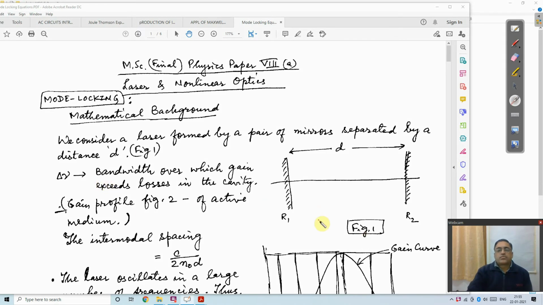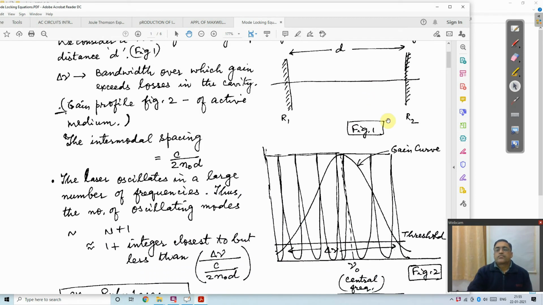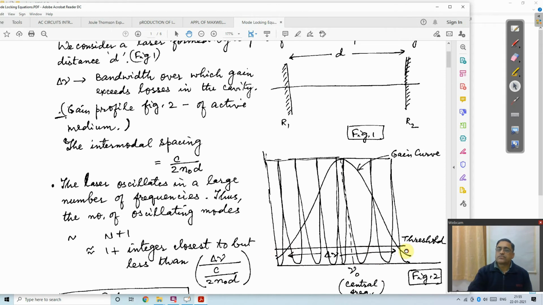Now, in figure 2, what do we see? We see a gain curve in which the oscillating modes are oscillating about some central frequency, and this line represents the threshold, as we have seen earlier.